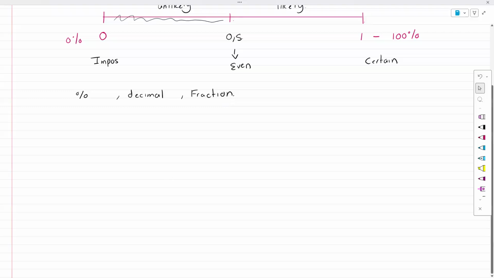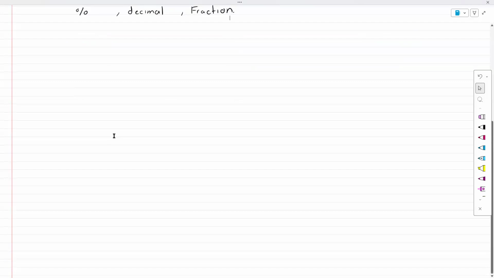But let's go and talk about what theoretical probability means. This is really important. Okay. So we're going to talk about theoretical probabilities, and the theory part of this is, I would say, quite easy.